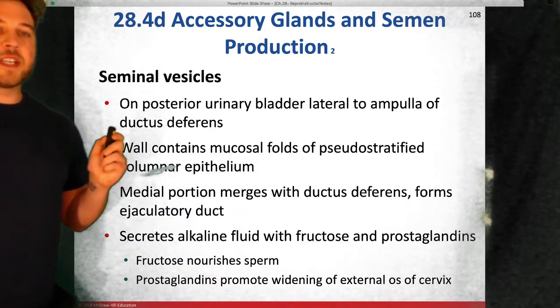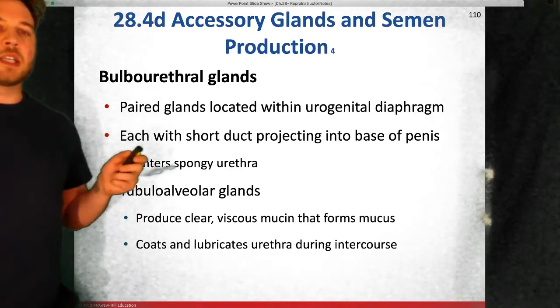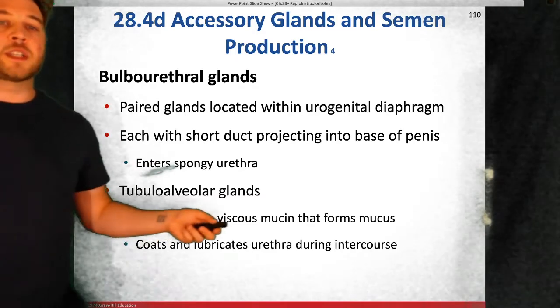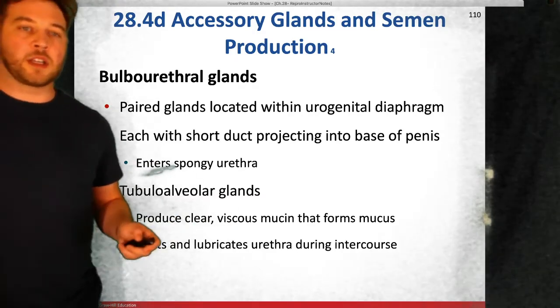So you have your seminal vesicles, your prostate gland, and then your bulbourethral glands. These project into the base of the penis, entering the spongy urethra, and produce a clear viscous mucin that forms mucus to help coat and lubricate the urethra during intercourse.